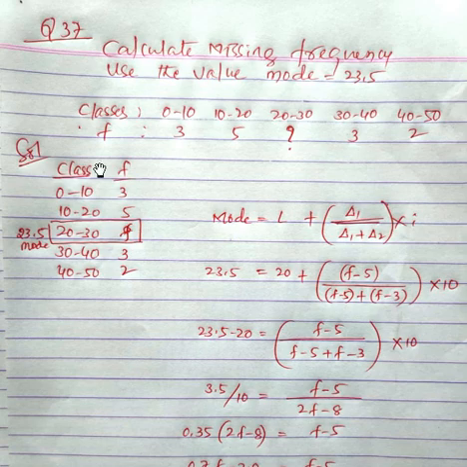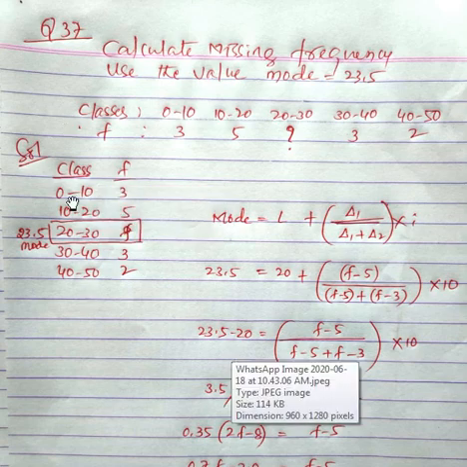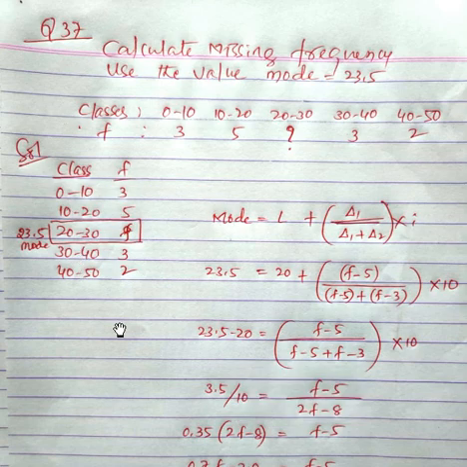The classes are like this: 0 to 10, 10 to 20, up to here, and frequencies are 3, 5. Then I assume that the missing frequency of the third class is F. I said in the earlier classes also, if a variable is missing, you can assume X. If the frequency is missing, you can assume F, right? That is the best way to identify the values. Then there is no need to find any additional requirement for the mode calculation. Just use whatever is given in the problem, write it neatly and go with the solution. So the mode is 23.5.